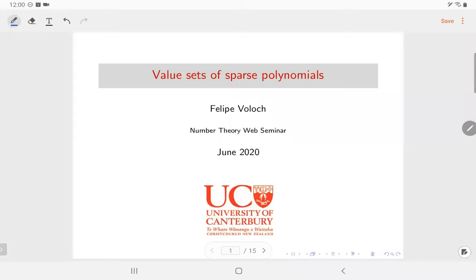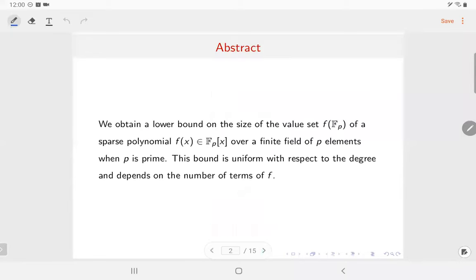So I'm going to be talking about value sets of sparse polynomials. Here's the abstract I gave. We're going to be looking at the size of a set like this, the values that the polynomial takes, a polynomial with coefficients in a finite field. You look at the set of values, and we want to estimate it from below, to make sure that it's big.